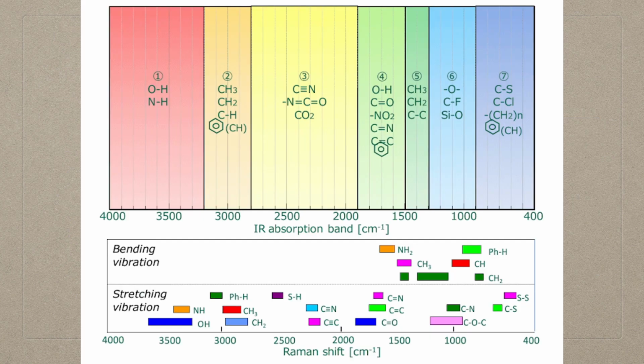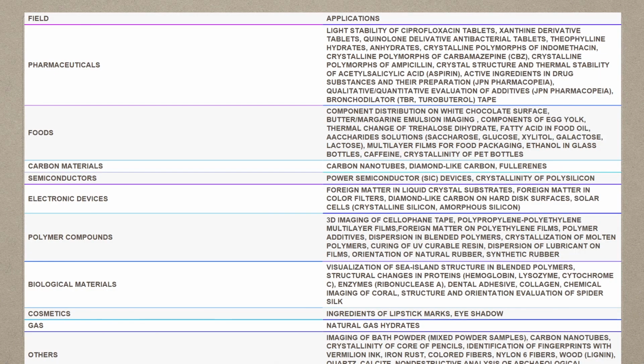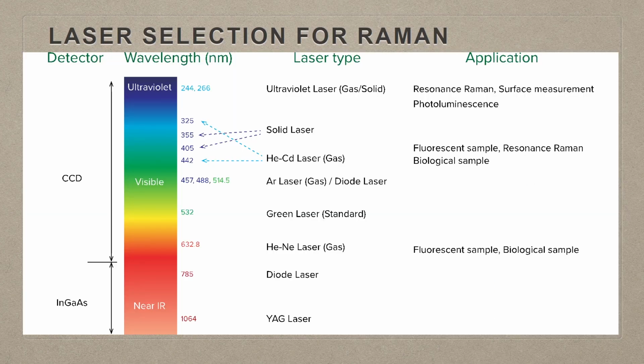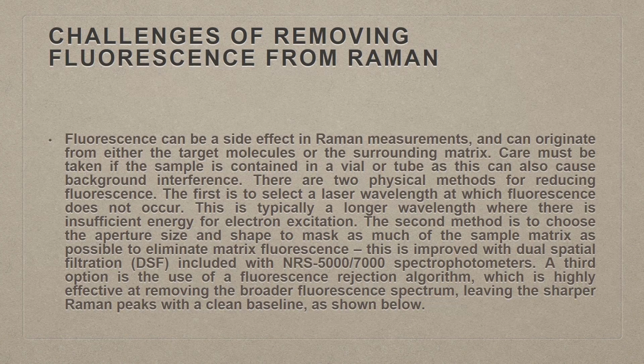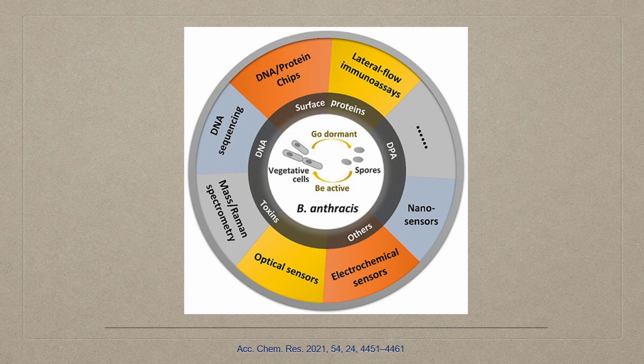And this is one of the charts I showed you about the moieties which are identified in this process, the complementary relationship of Raman and IR, then the application of Raman, Raman imaging. Then we talked about laser selection for Raman spectroscopy for development of sensors, and the challenges of removing fluorescence from Raman spectra. Then we talked about AFM cum electrochemistry workstations, which are slowly getting miniaturized, and this is something which is being liked across the world.